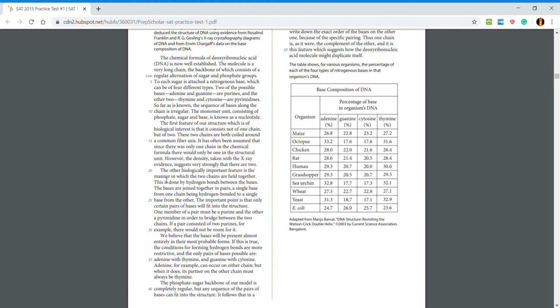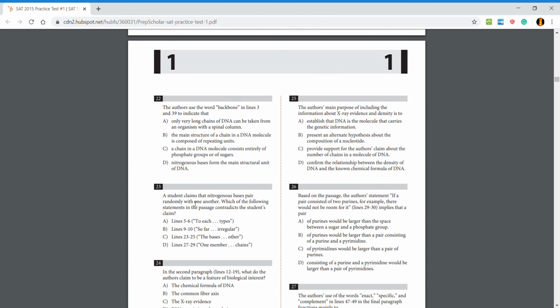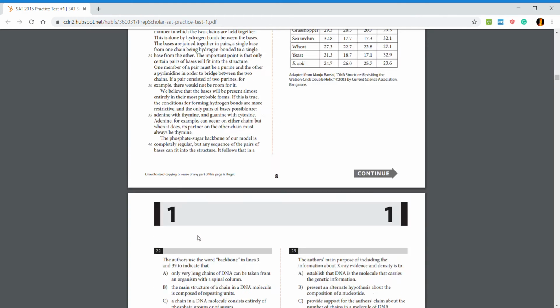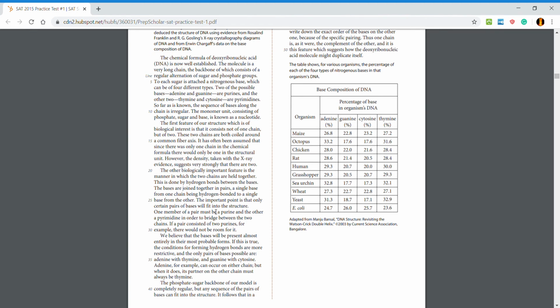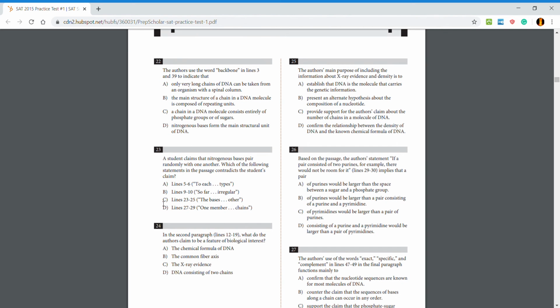23 to 25. The bases are joined together in pairs, a single base from one chain being hydrogen bonded to a single base from another. Again, this doesn't support the fact that they don't pair randomly. So 27 to 29. One member of a pair must be a purine and the other a pyrimidine in order to bridge between the two chains. This shows that they don't pair randomly. A purine must pair with a pyrimidine and vice versa. So our answer to question 23 has to be D, as it's the only one that gives any evidence to contradict the claim. Now, let's go to question 24.